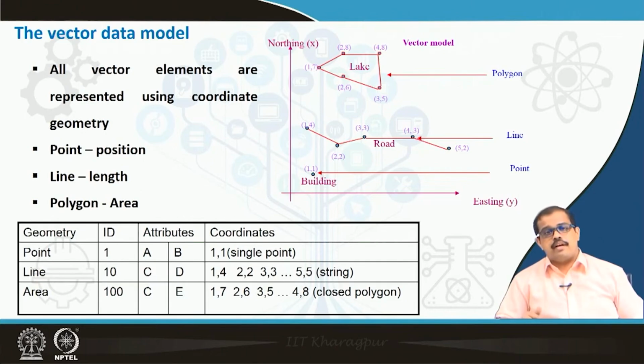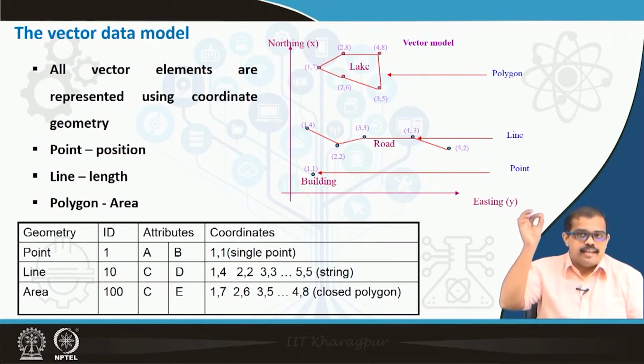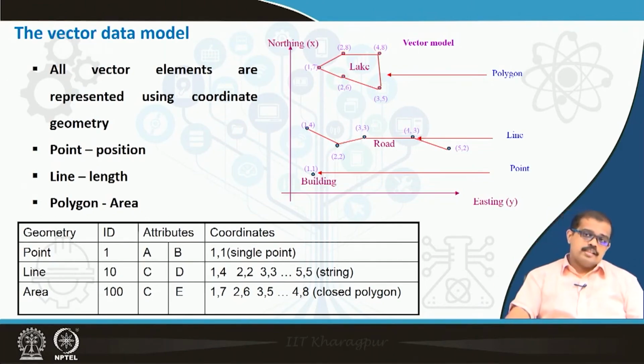So, when someone says find out the length, then you have to look at the number of line segments that are there. If you are computing the area, look at the entire loop of a polygon. If you are looking at a point, then it is only a point. If I have to give you the location of this particular building, I will just say the centroid point of this building, which represents its geographic location. That is how it is represented in a vector data model.